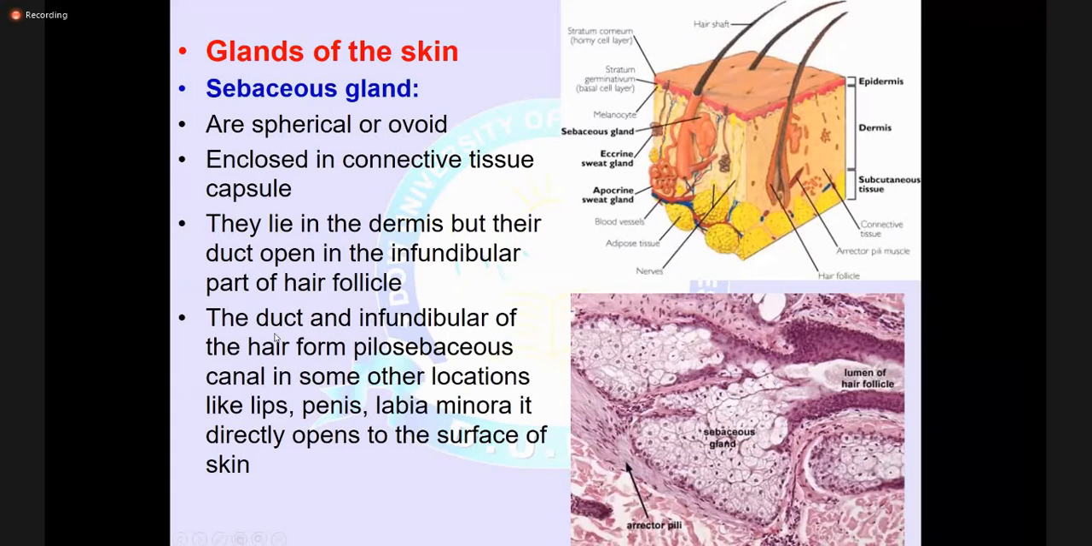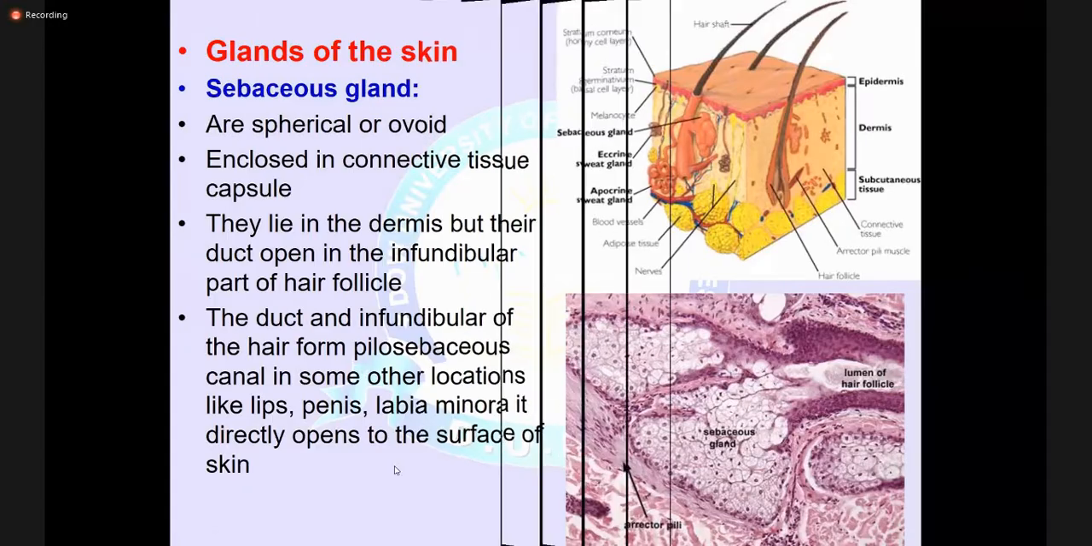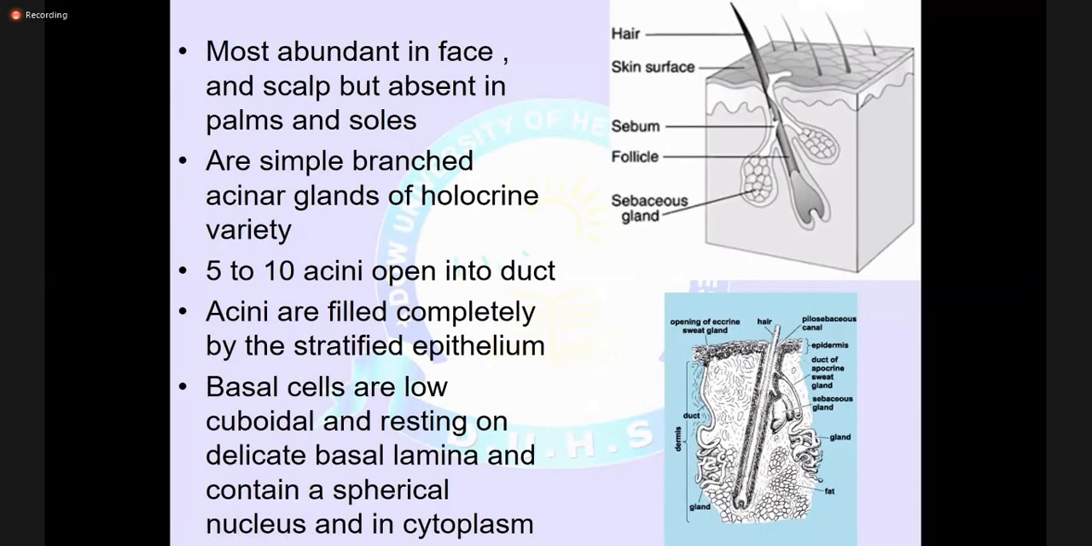The duct and the infundibular part of the hair follicle form the pilosebaceous canal. In some other locations like lips, penis, and labia minora, it directly opens onto the surface. They are most abundant in the face and scalp, but absent in the palm and the sole. So sebaceous glands are not present in the palm and the sole. They are simple branched alveolar glands of the holocrine variety.